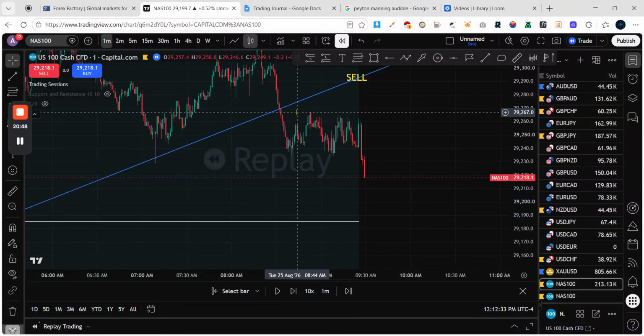How you play the chop is you wait for price to come kind of outside of the chop, and when you get to the top, you sell. You get to the bottom, you buy. Buy at the bottom, sell at the top. That is how you play the chop.